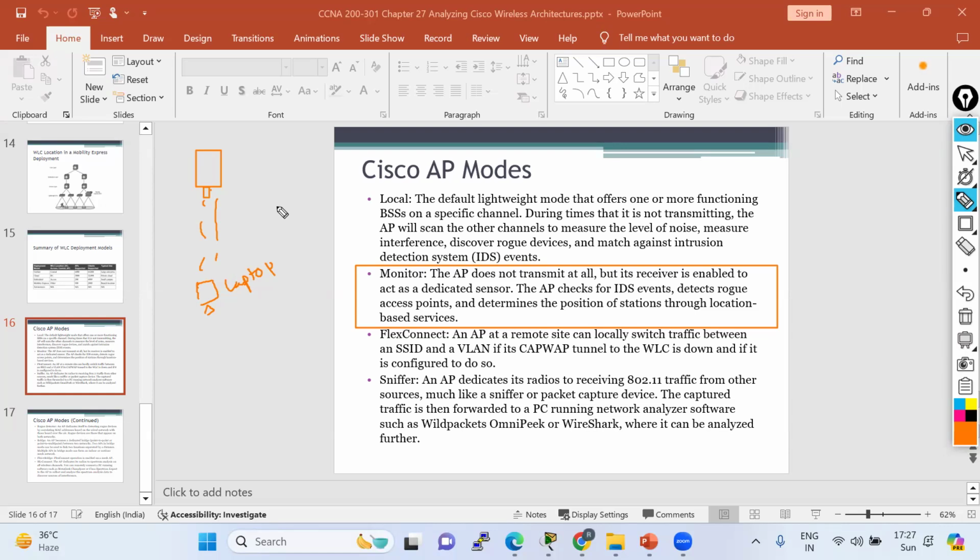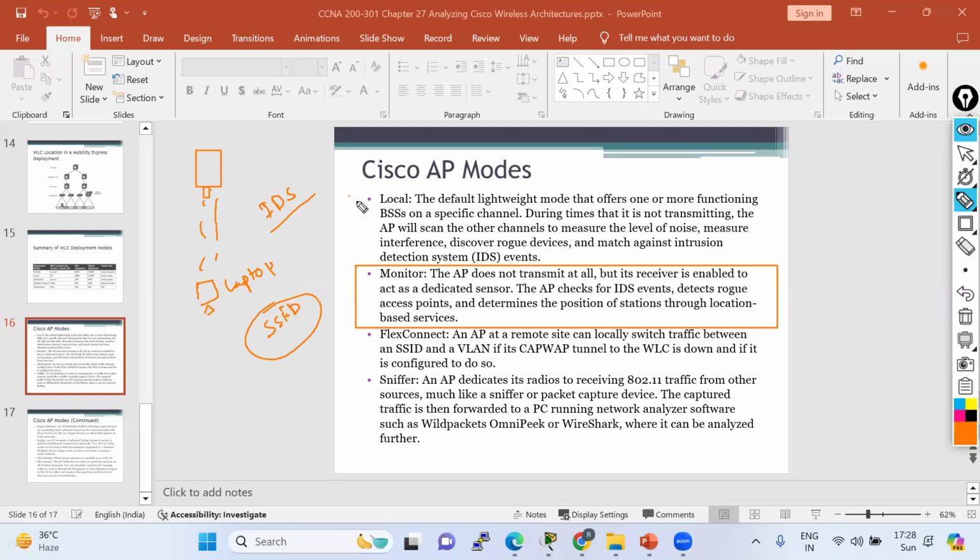It has functionality similar to local mode. It just checks the IDS events. IDS is the intrusion detection system, so any malicious activity that happens is going to be detected. Any rogue AP that connects is going to be detected. It also determines the positioning of wireless stations, so anything bad in terms of the positioning of any APs is also going to be monitored. In this case, you cannot broadcast the SSID, meaning you cannot connect to the network, but it helps to detect rogue AP connectivity, IDS events, and any kind of wrong positioning.